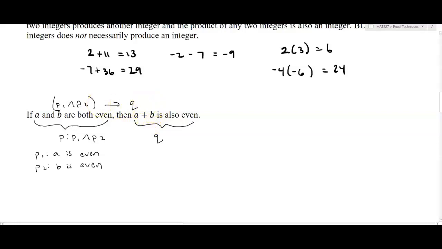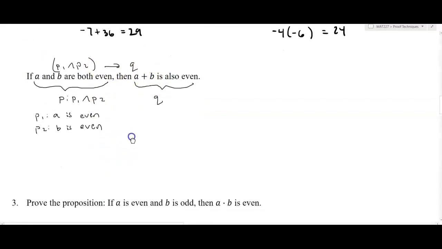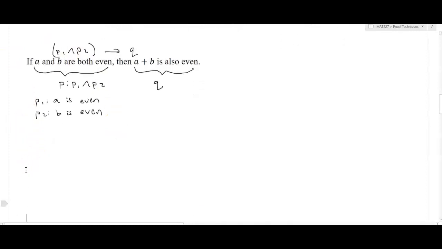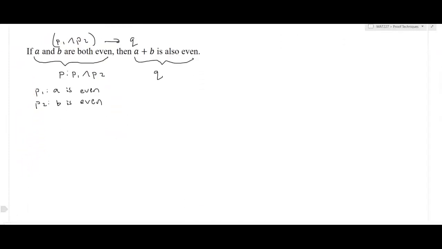All right, so when we start off with direct proof, we assume the premise is true. So to begin proving this, we're going to assume A and B are both even, because it's only then that we guarantee that the sum is even. So as our proof, we'll start off with: assume A and B are both even.